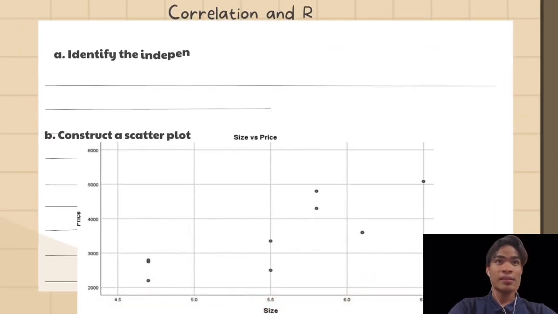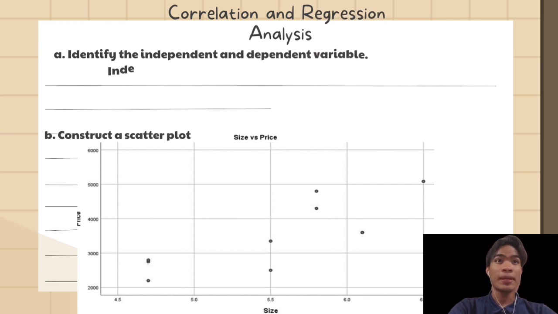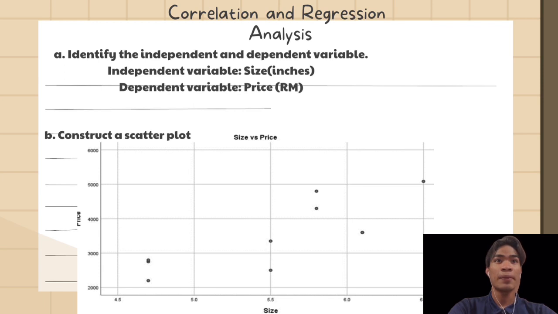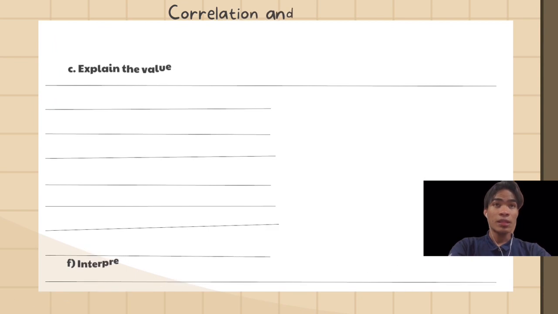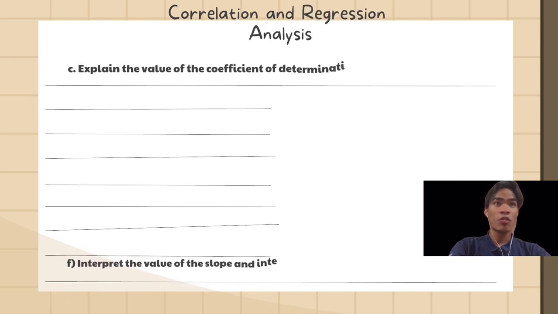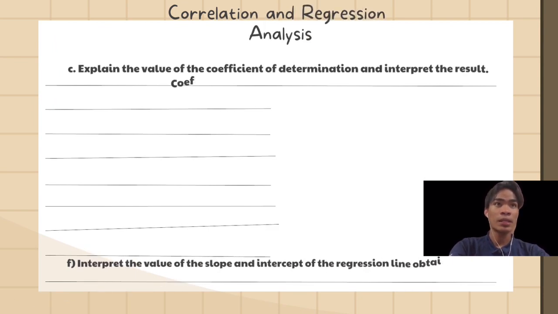For the next slide, we identify the independent and dependent variables. The independent variable is the size in inches, and the dependent variable is the price in RM. Here the data is sizing versus price. For example, for the sizing 5.5, we got the prices 2,500 ringgit and 3,500 ringgit. The next step is to explain the value of the coefficient of determination and interpret the result.